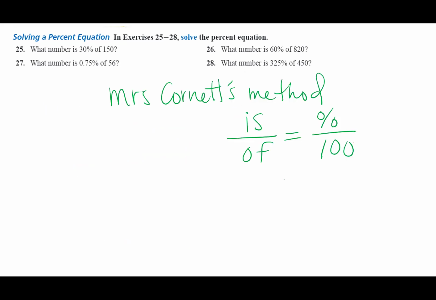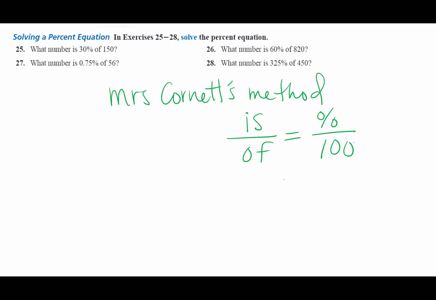Okay, I'm going to work 26 and 28 a different way. I'm going to call it the Miss Cornett method. I did not make this up, but this is how I choose to solve these problems. Your book uses the percent equation, which is a fine method, and if it works for you, that's fine. I just want to show you a second option, just in case this one makes more sense to you.